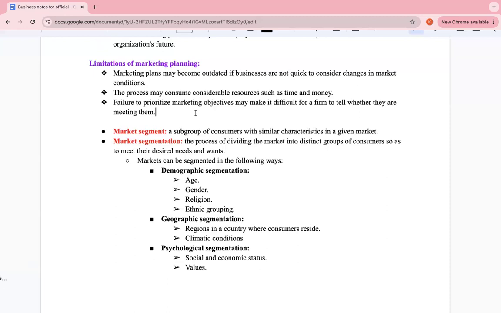The process may consume considerable resources such as time and money, like I previously mentioned. So time is really important for the business, and as well money, because they have limited finances, and the business has a lot of capital and revenue expenditures. So you need to keep that in mind, and keep in mind that every time you answer something, you always have to keep in mind time and money in all of your written answers, especially in section B, guys.